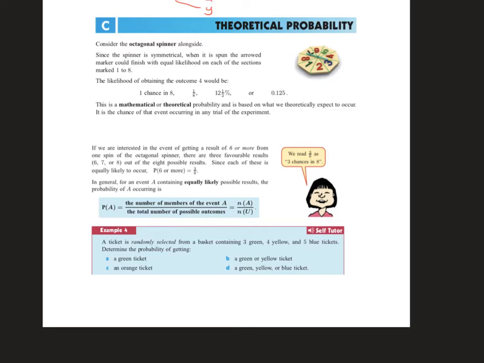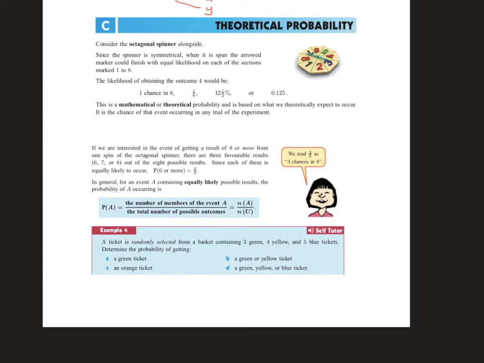We did not conduct any trials, meaning we didn't actually spin the spinner a certain amount of times and see the experimental probability of landing on an 8. We just know that, hey, we have this spinner that's partitioned or divided into equal segments, so we can assume that hypothetically you would have about a 12.5% chance of getting a 4, right? That is what's called theoretical probability. So experimental probability, obviously you get more and more accurate the more trials that you conduct. But in theoretical probability, it's based on what we theoretically expect to occur.